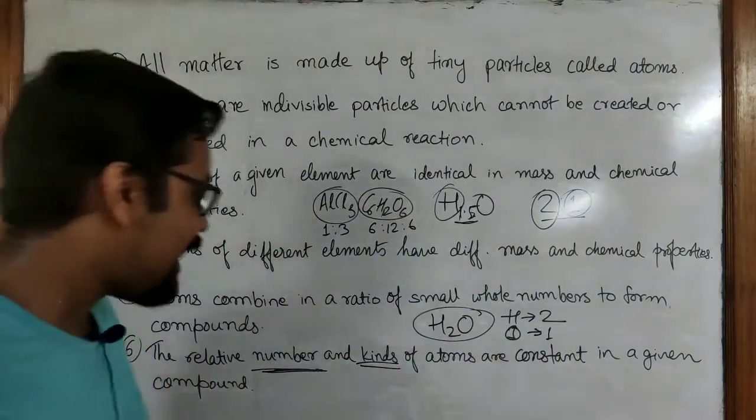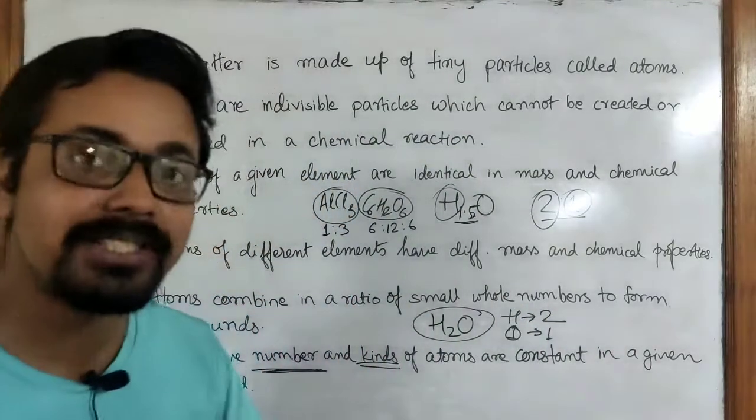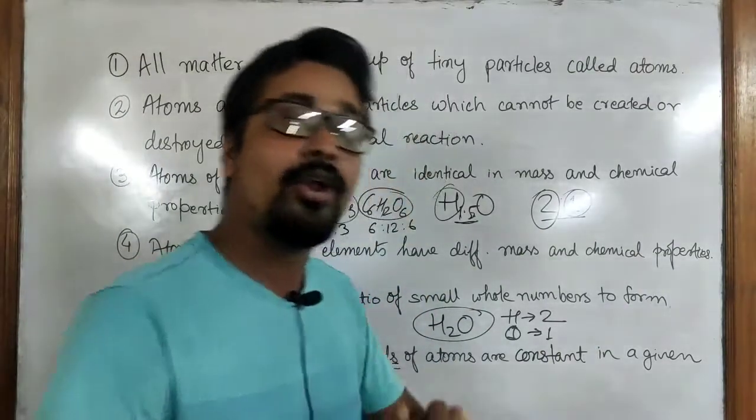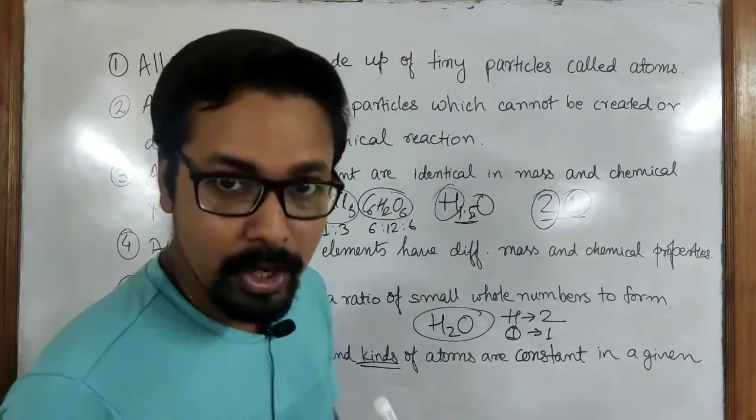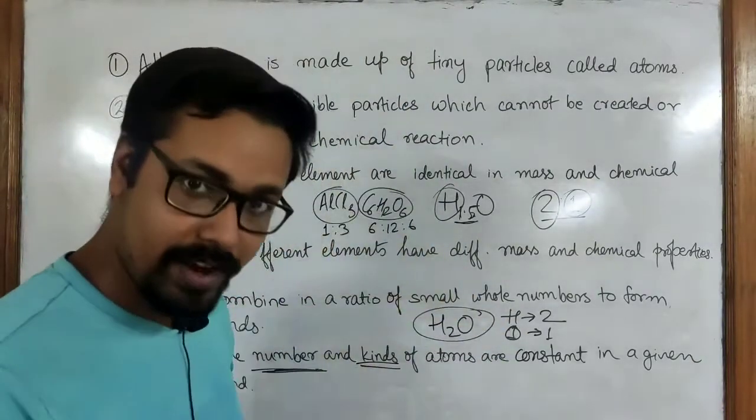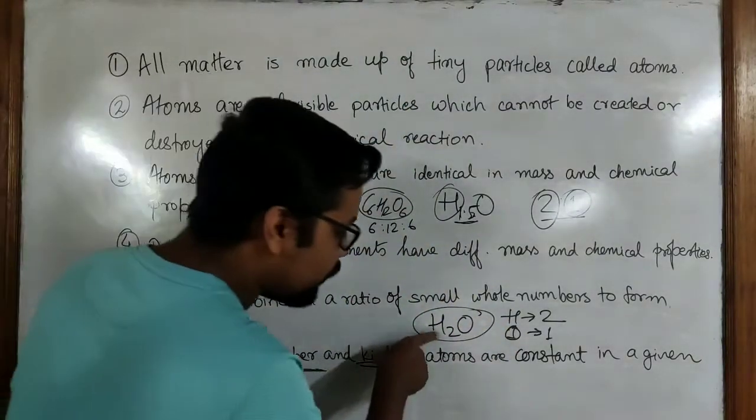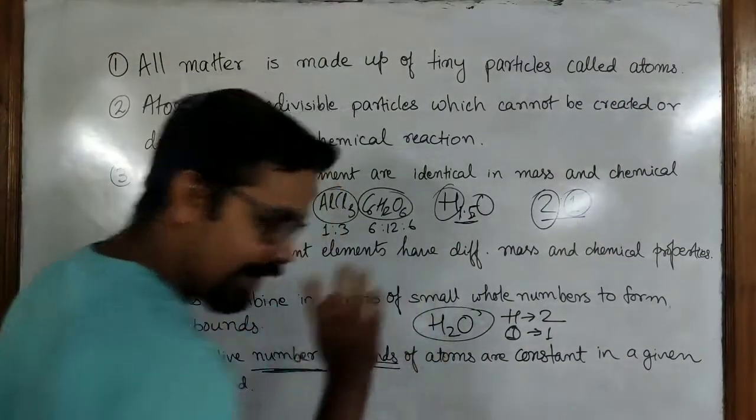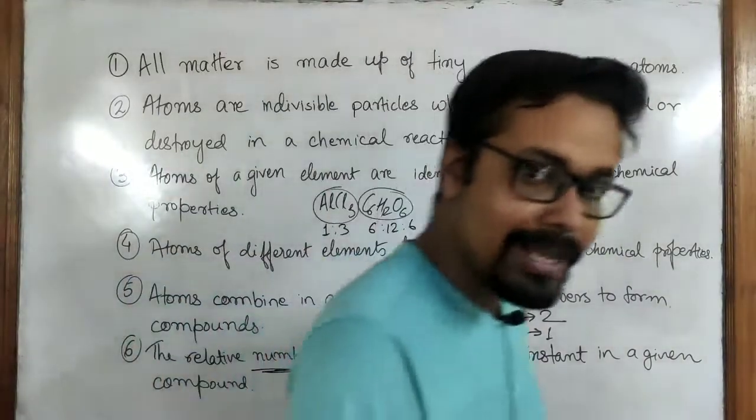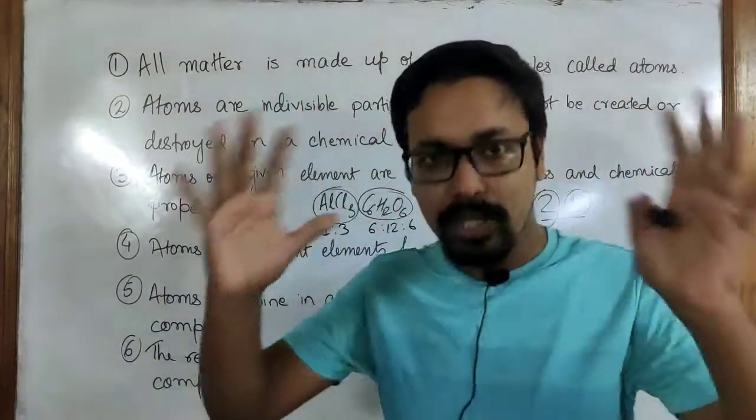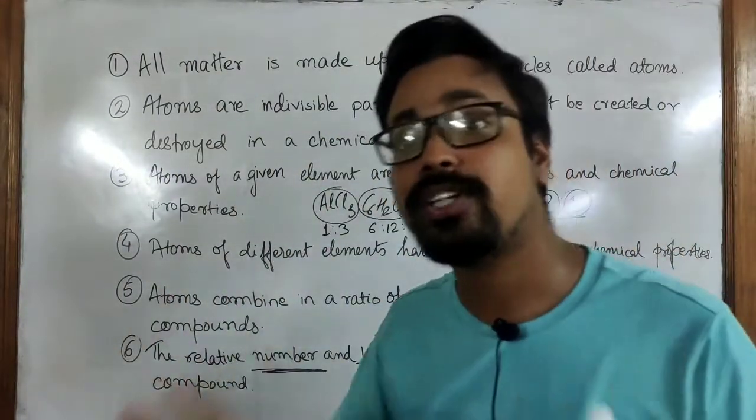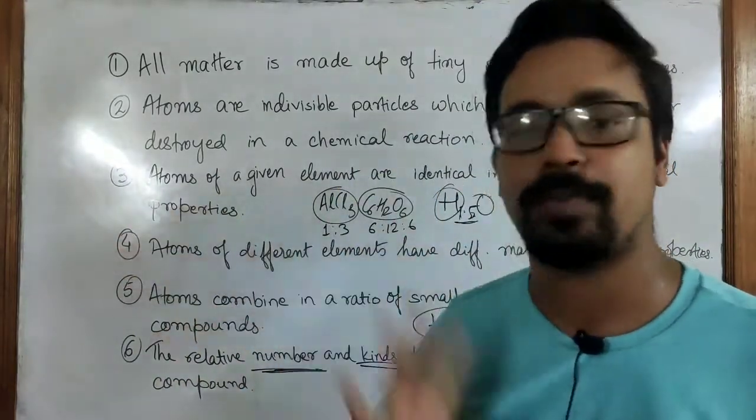Always in this ratio. And the kinds of atoms means what type of atoms we have. That is, in water we will always have hydrogen and oxygen. No other element will come in between them. So it is always going to be hydrogen and oxygen. So 2 kinds of atoms, always in the numbering of 2 of hydrogen and 1 of oxygen. So that means the number of atoms of a particular type and the types of atoms in a particular compound, whatever compound you select, are always going to be the same irrespective of where you obtain it from.